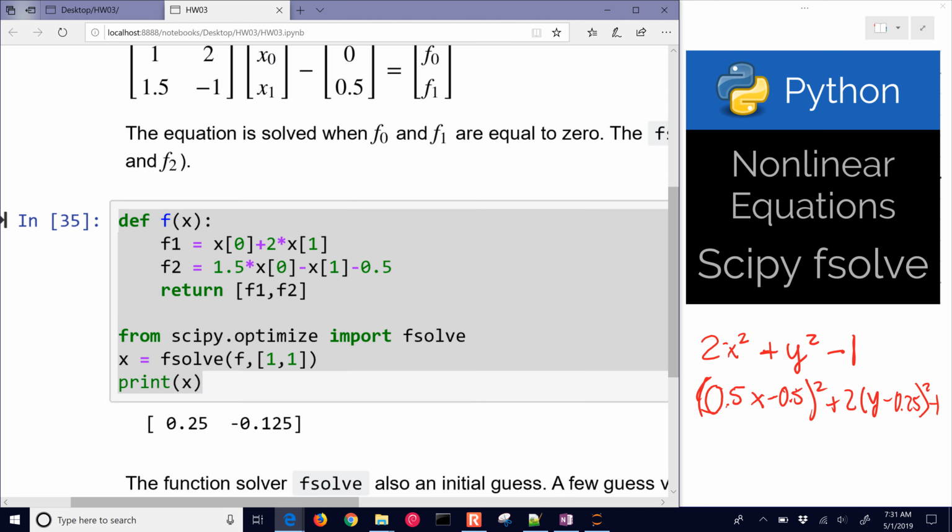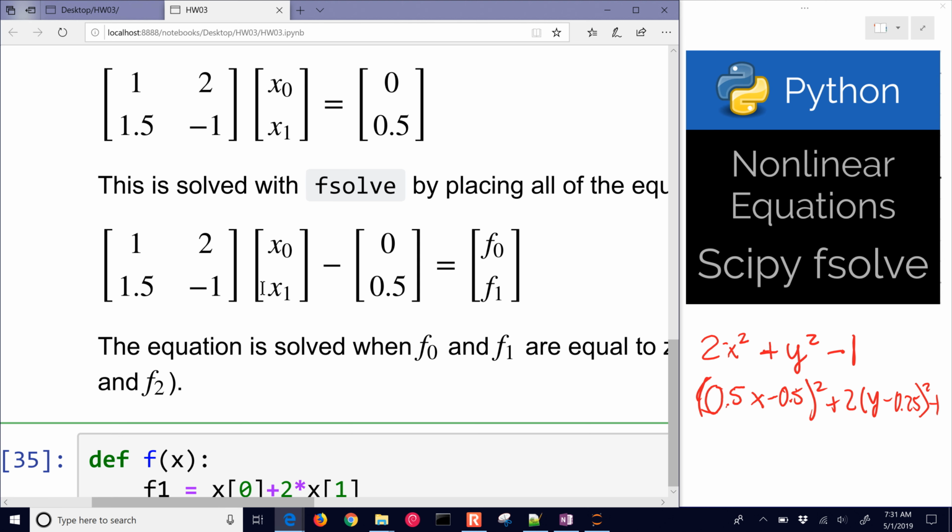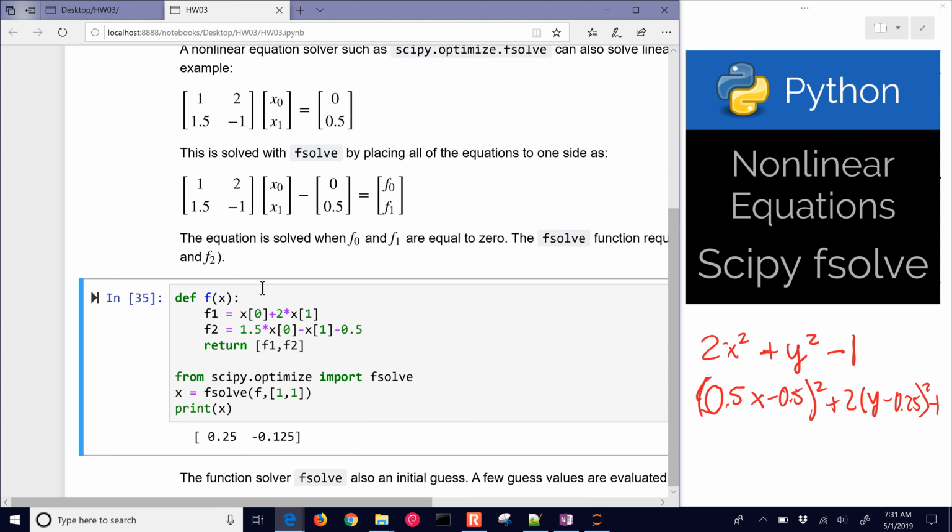But this is how we use fsolve to solve equations. You just need to replace this function, the function that's there, with any custom function. You can put any number of equations in there. It can handle hundreds or thousands of equations as well.